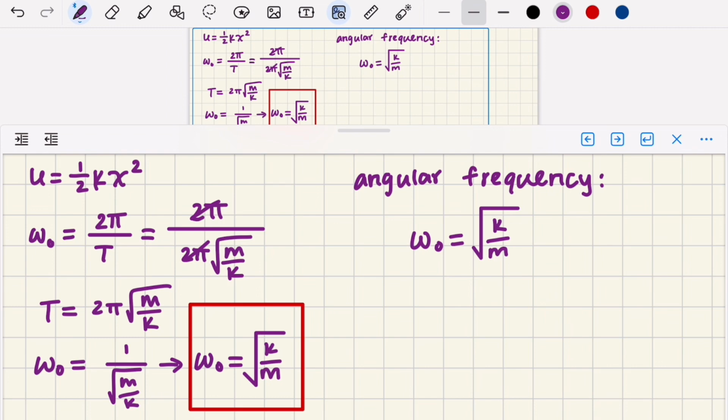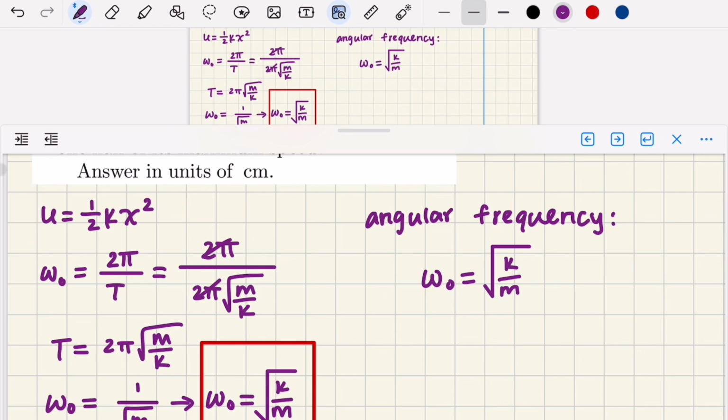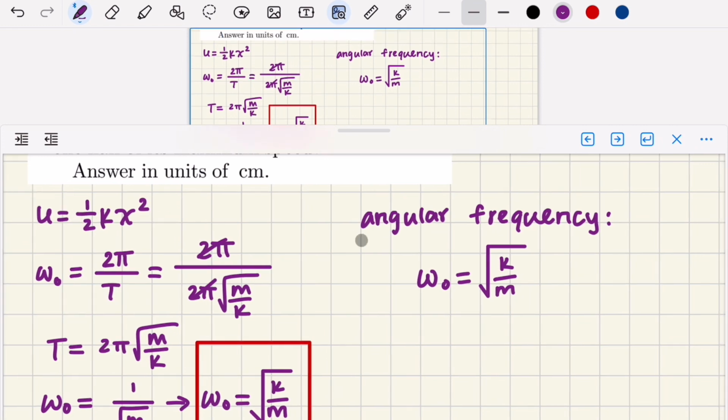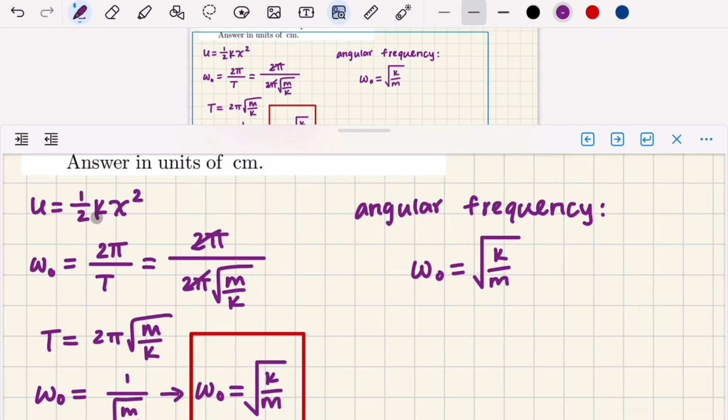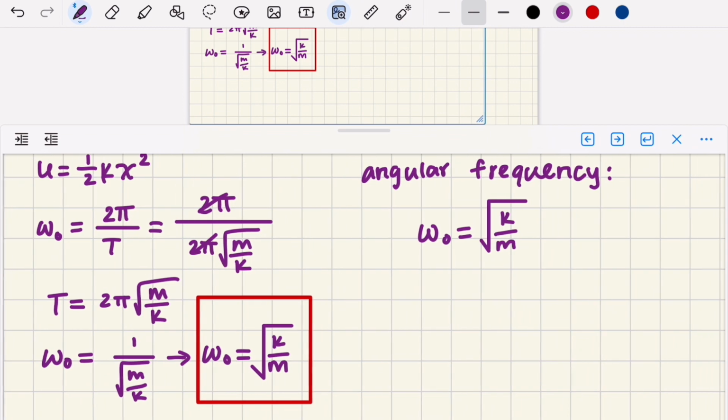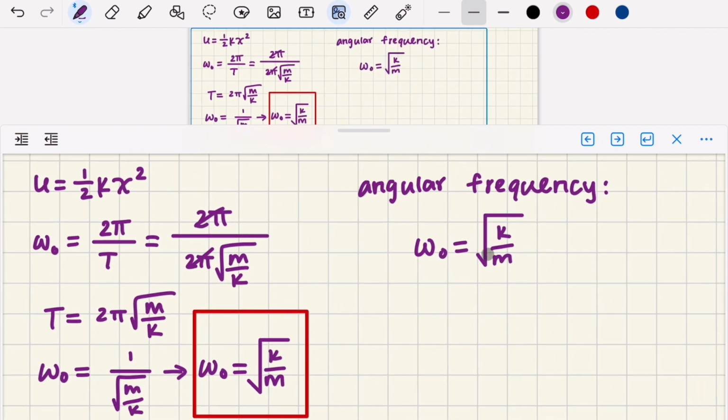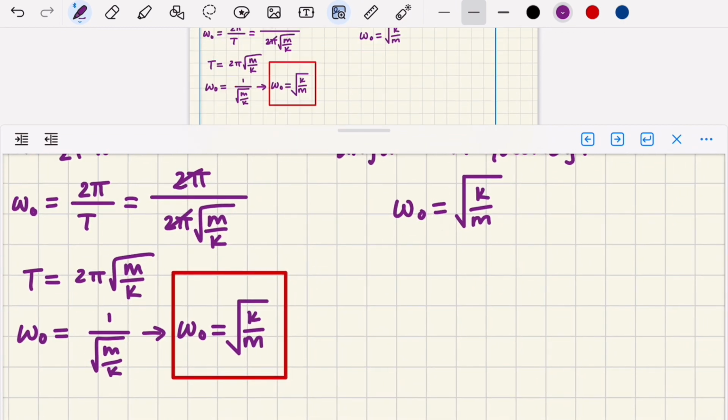So now we can use this relationship with our potential energy, okay? Because this K here is no longer the spring constant, but it's a property of the harmonic oscillator. So we're going to use this in this formula. We're going to substitute, okay? But before we do that, let's solve for K. That's easy.